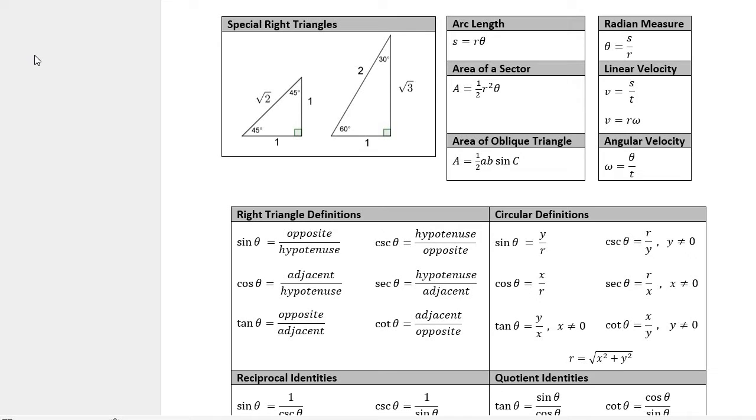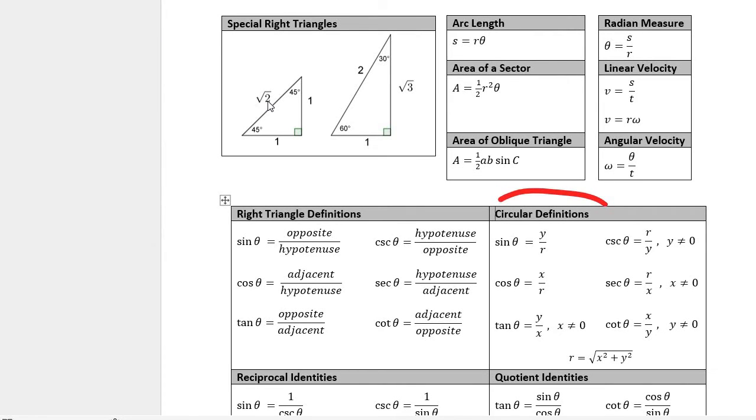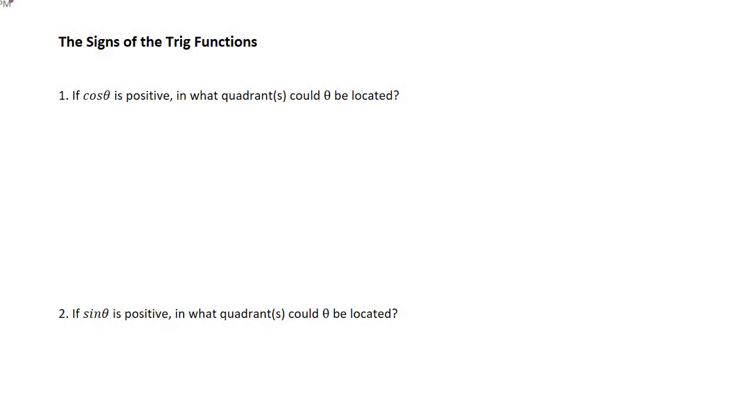In this video, we're going to be looking at signs of trig functions, using the circular definitions that we learned in the last lesson. You will be able to use this reference sheet during your test. First thing that you need to keep in mind is that r is representing the radius of the circles. It's a length, so r is always going to be positive.